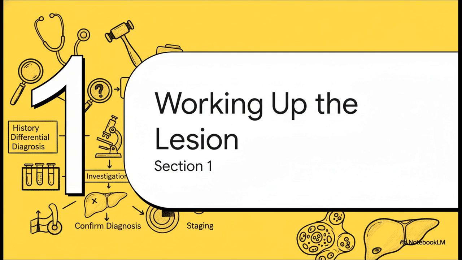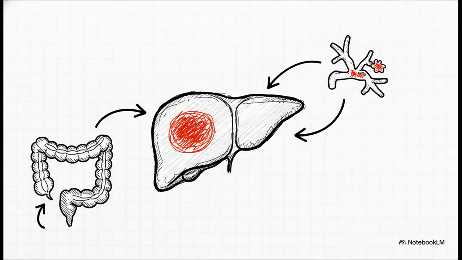I'd start with a focused history and a physical examination. From there, I'll build a differential diagnosis and then order the right investigations to really nail down the diagnosis and stage the disease properly. Okay, so given this patient's history of hepatitis C, which is a major risk factor for cirrhosis, the number one thing on my list, my top differential, has to be hepatocellular carcinoma, or HCC. But you can't get tunnel vision. I'd also keep intrahepatic cholangiocarcinoma in mind, as well as metastatic disease, most often from a colorectal cancer.